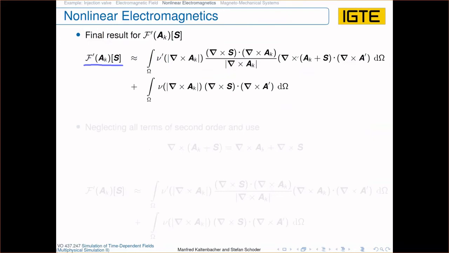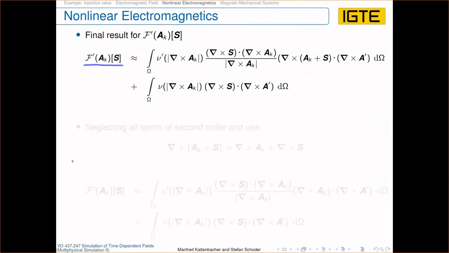And then we have the curl of AK plus S, but we know the curl of AK plus S we can write as the curl of AK plus the curl of S, dot product with the curl of our test function, and this remaining additional term we already had on the other slide.